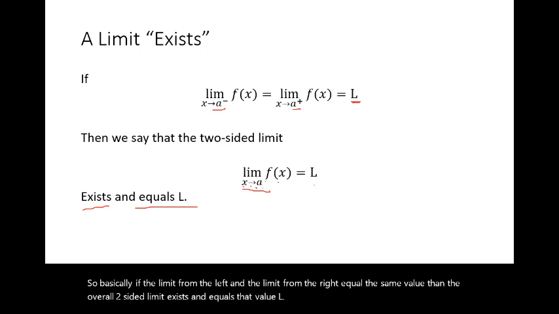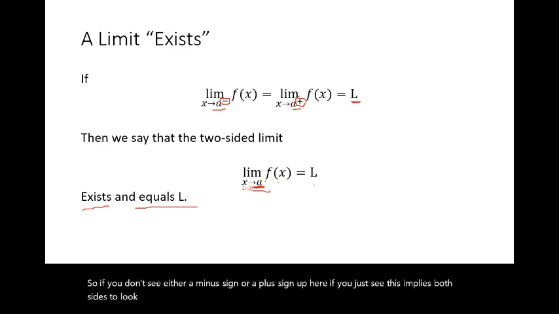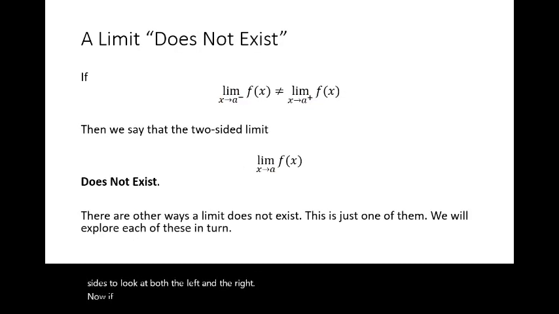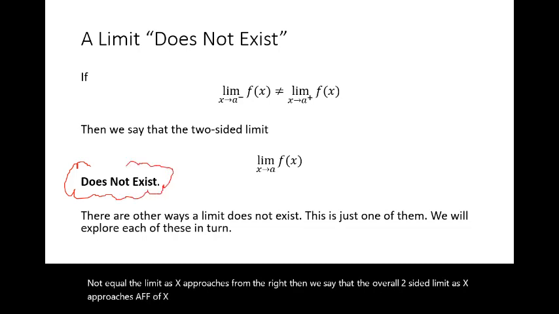So if you don't see either a minus sign or a plus sign up here, if you just see this, it implies both sides. So look at both the left and the right. Now, if the limit as x approaches a from the left does not equal the limit as x approaches a from the right, then we say that the overall two-sided limit as x approaches a of f of x does not exist.